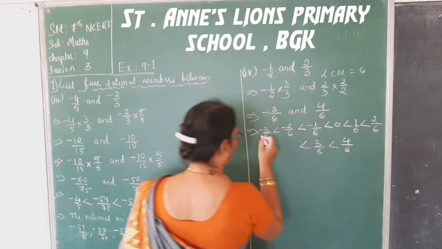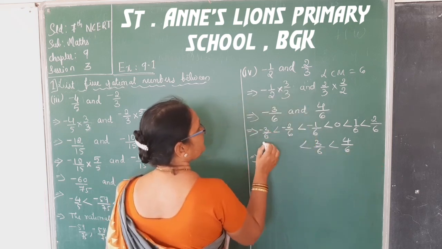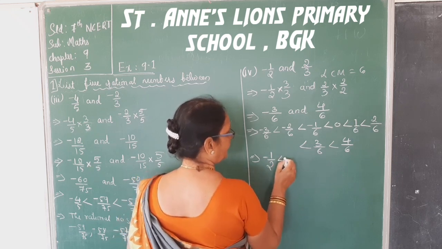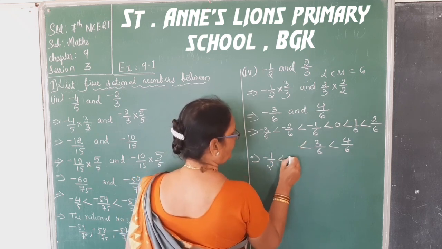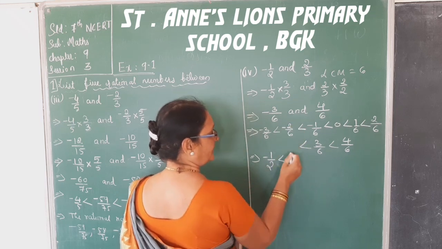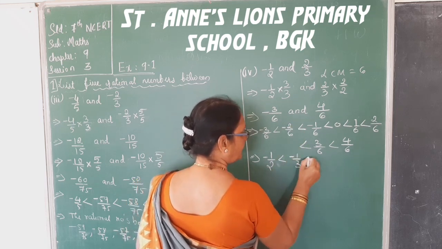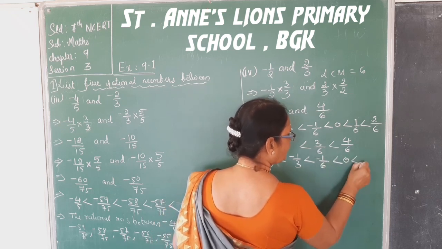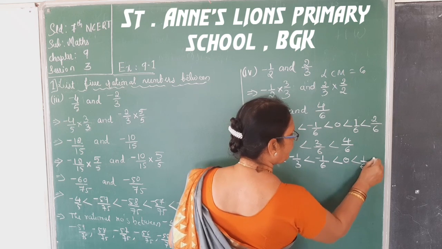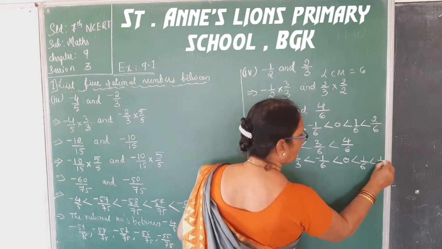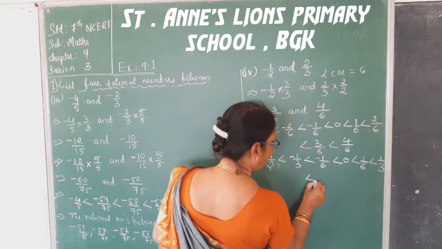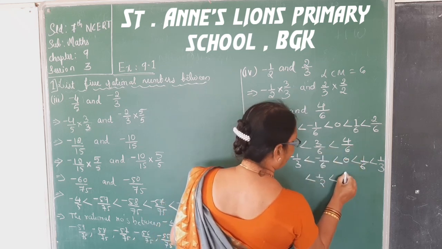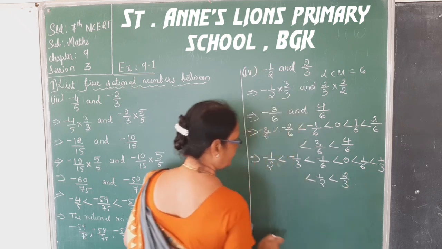Okay. Now what is 3 by 6? It is nothing but minus 1 by 2 is smaller than, here see minus 2 by 6 you can cancel it, minus 1 by 3 is smaller than minus 1 by 6 is smaller than 0 is smaller than 1 by 6 is smaller than 2 by 6 is 1 by 3 is smaller than 3 by 6 is 1 by 2 is smaller than 2 by 3. This is also one of the methods.